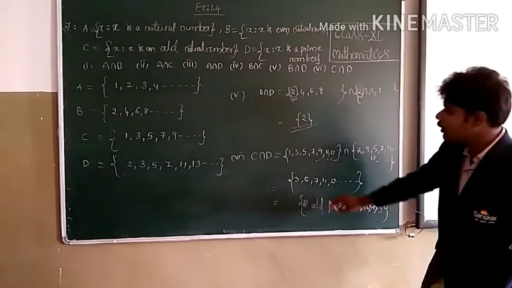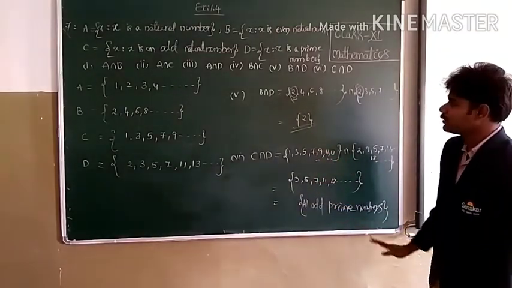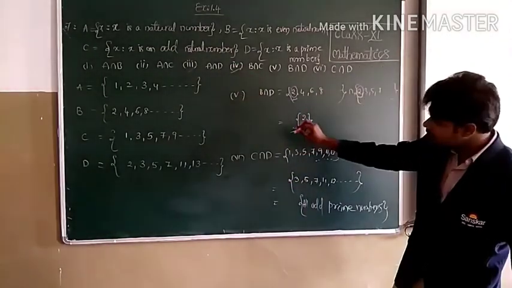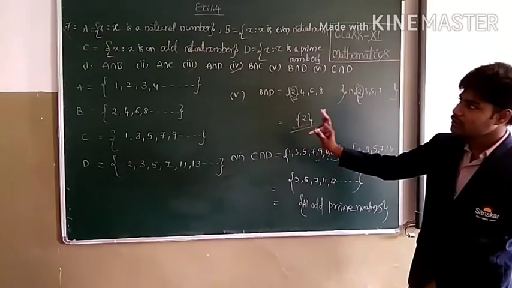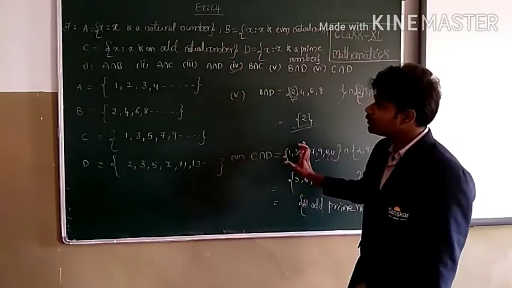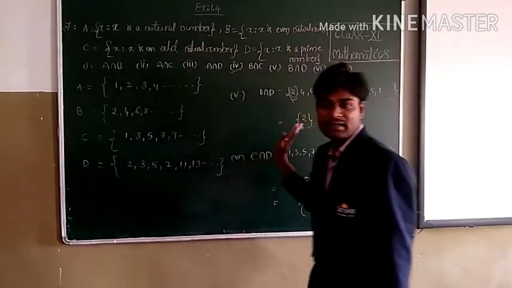In this way you can find the intersection of any two sets. Okay, the remaining problems, the 3rd and 4th, you should solve at home. First you have to convert the set builder form into roster form. Afterwards you have to calculate everything, right?